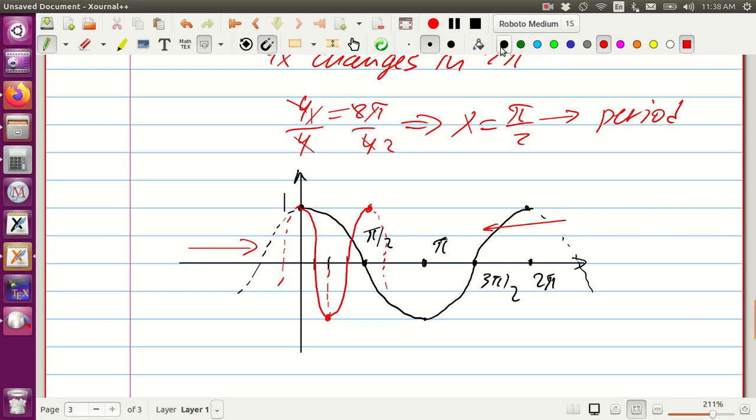So this point is pi over 8, which is pi over 2 divided by 4. This point here is 2 pi over 8, and this point here is 3 pi over 8, and this pi over 2 is 4 pi over 8. If you simplify 4 pi over 8, you're going to get pi over 2. If you simplify 2 pi over 8, you're going to get pi over 4. And that's the situation with this graph. So the red graph is cosine of 4x.